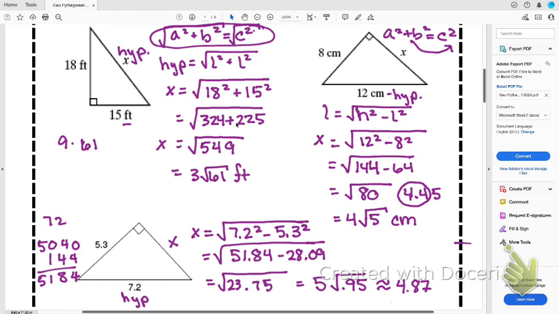Now, on your test, you're not going to have a calculator. So if there's decimals, you'll have to deal with them. But I would assume you would leave your answer like this, because you can divide this by 25 without a calculator, correct?